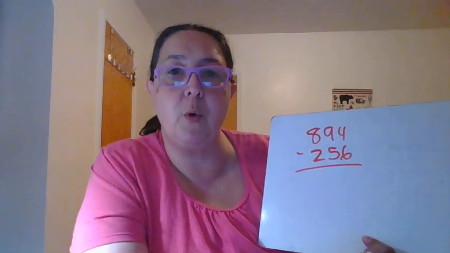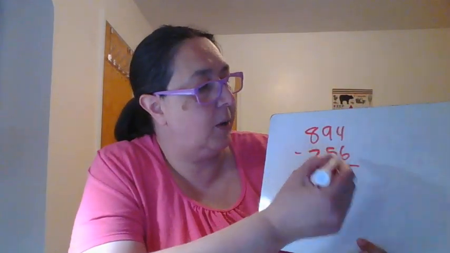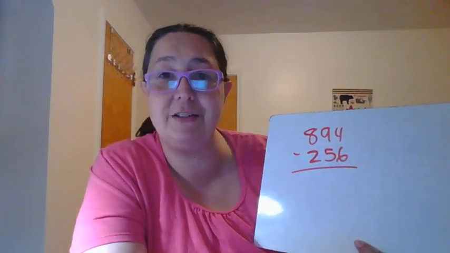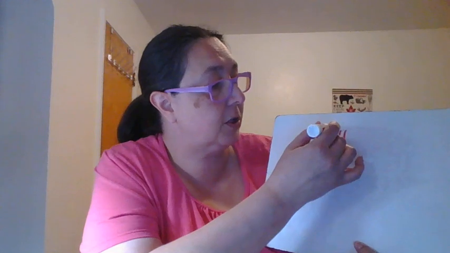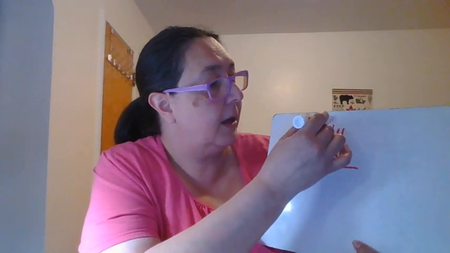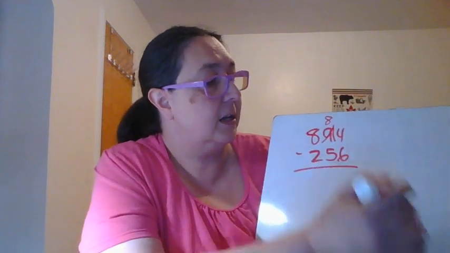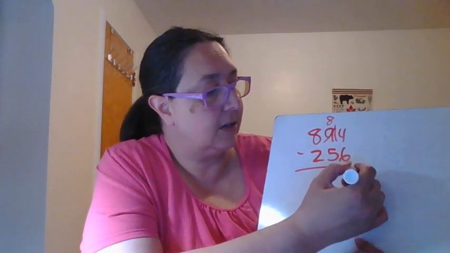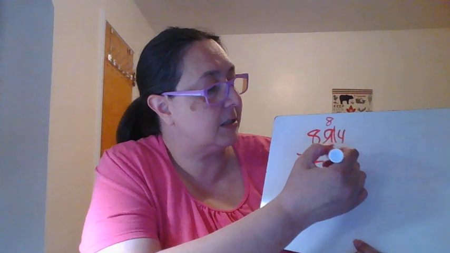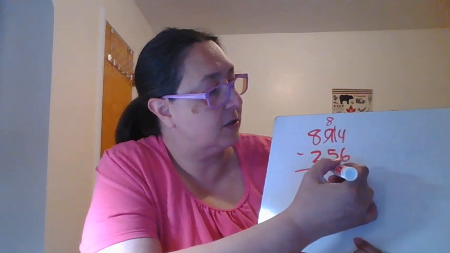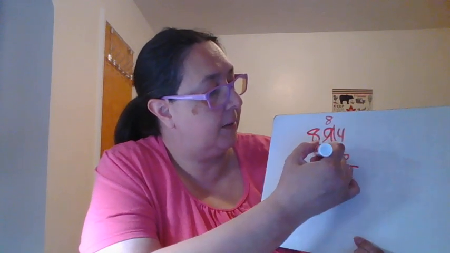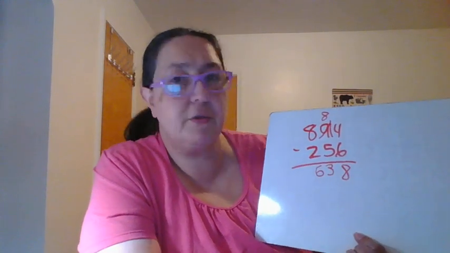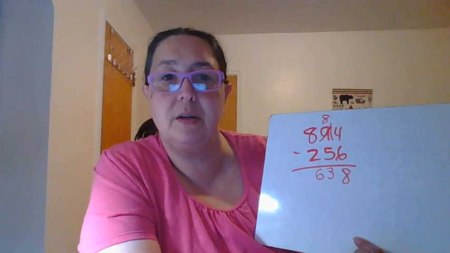I always start at the ones side. So 4 take away 6. Can I do that? No, I can't. So I'm going to regroup. I'm going to go to my neighbor and get some more ones. Now I have 14 minus 6, and I know the answer is 8. Now I can do 8 minus 5, and that is going to be 3, and 8 minus 4 is going to be 6. So three-digit numbers just have an extra digit.